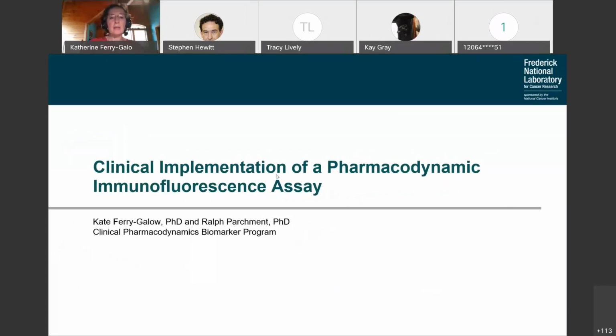Good morning. This presentation, Clinical Implementation of a Pharmacodynamic Immunofluorescence Assay, will be delivered this morning by me, Kate Ferrigalo, and Dr. Ralph Parchman, my co-presenter, is going to pick up towards the latter part of the talk. I'm a principal scientist, and Ralph is the Senior Managing Director of the Clinical Pharmacodynamics Biomarker Program at the Frederick National Laboratory. And we're happy to have this opportunity to speak with you this morning.